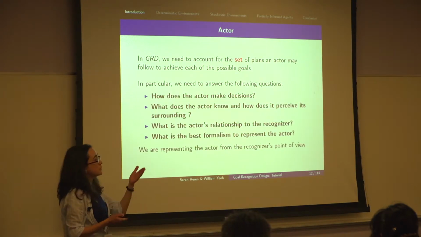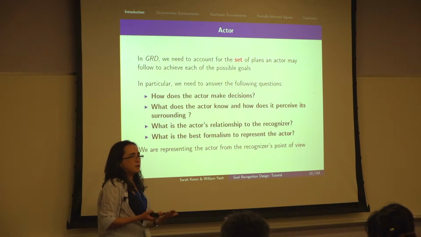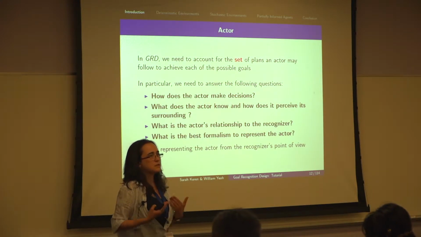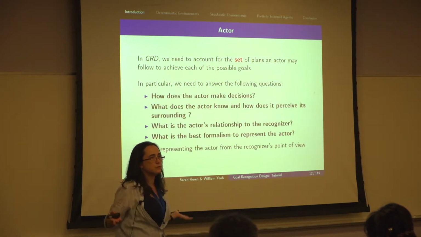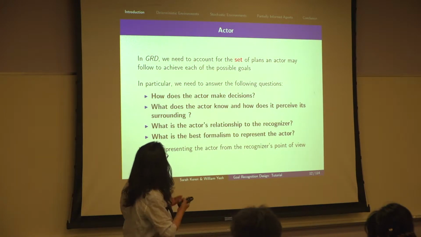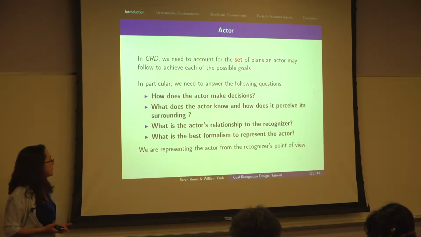It's actually a good point. So let's talk more about the actor. When we define the recognition setting, and still I'm not talking about design, this is for any goal recognition setting, you need to think about the following questions.